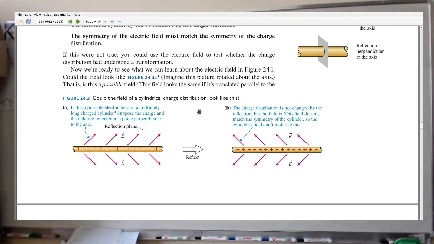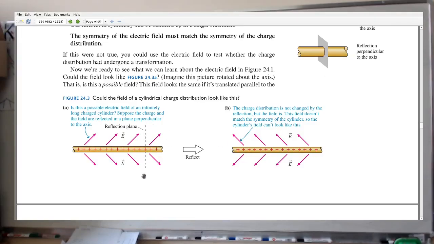Now, the question here is that you have some infinite cylinder of charge, and could the field of a cylindrical charge distribution look like this one? Okay. Now the answer here is going to be no. So this is a cylindrical charge. There are these electric field lines coming out, and they are rotationally symmetric around this, but they are tilted one way. Now because we have this reflectional symmetry, reflection with respect to a plane perpendicular to the axis, we can't have this.